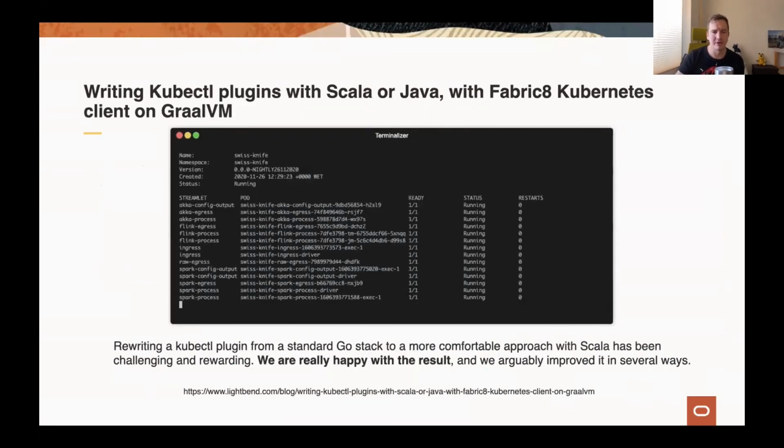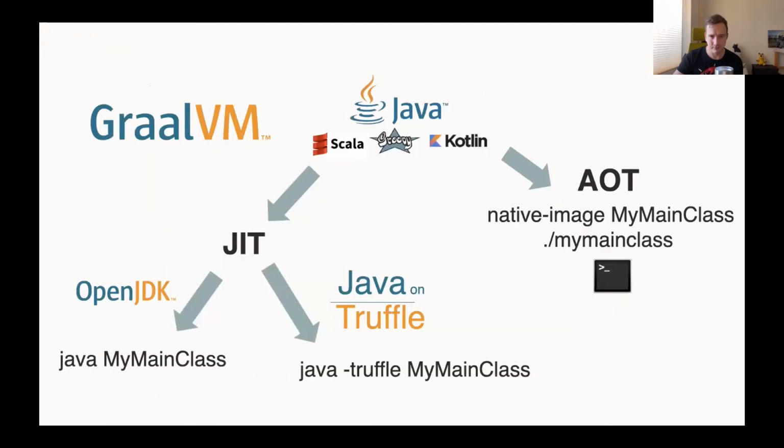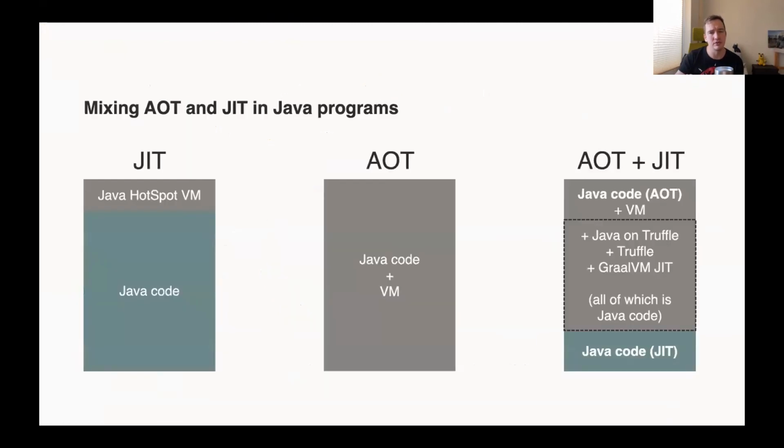Lightbend rewrote some Kubernetes operators from Go to Scala. And with native image, they get similar performance, but still it's Scala. This is something that they know how to do very well. It's much easier for them, and so on. And then there is even more innovation happening on the GraalVM team. So with the recent Java on Truffle announcement, you can even do some ahead-of-time compilation of a chunk of your application. It's a little bit awkward currently.